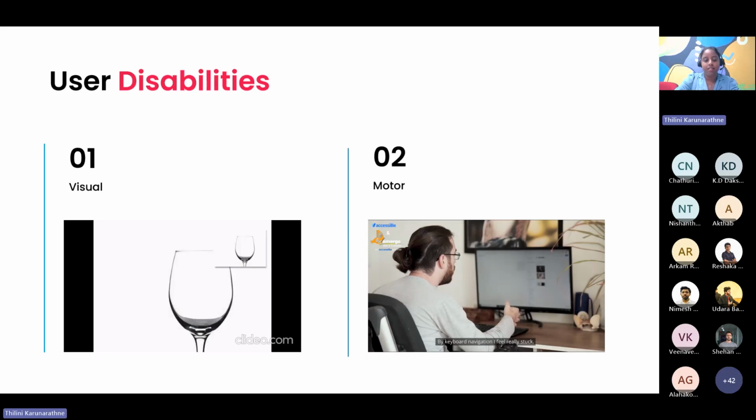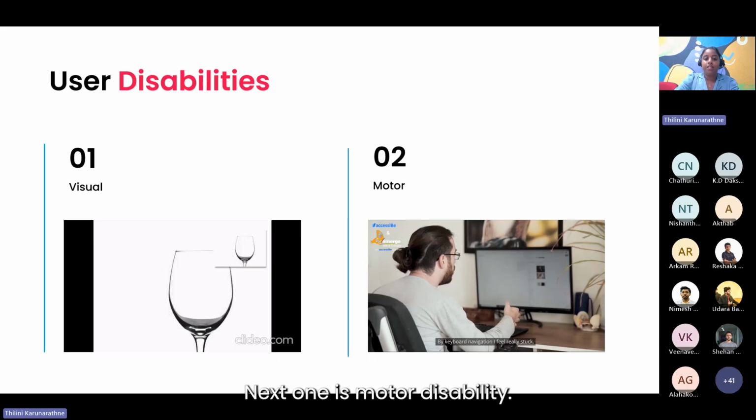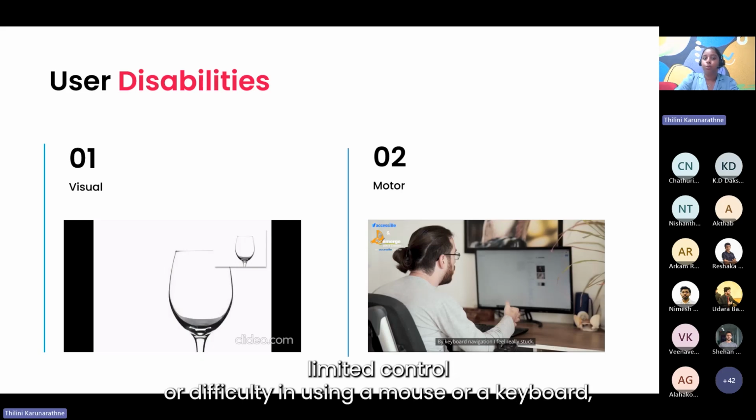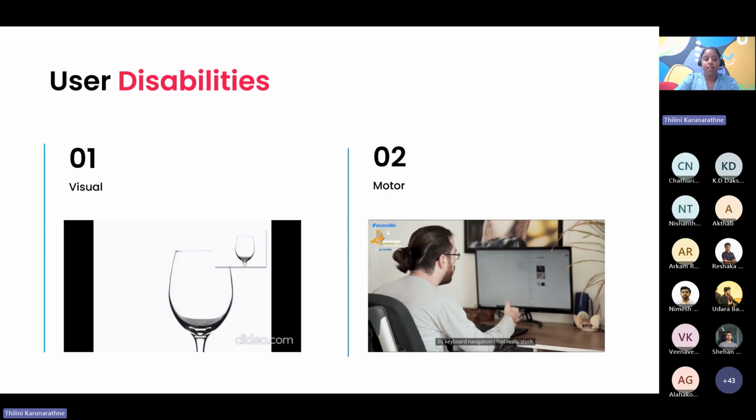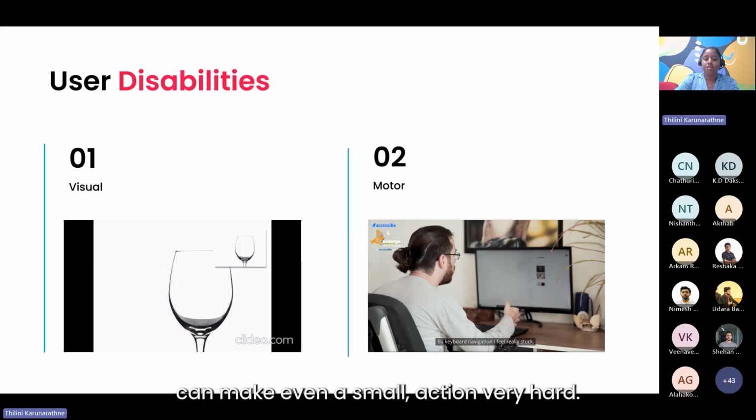Okay, now that we have seen how vision can affect digital access, let's move on to another important area: how people physically interact with devices. Next one is motor disability. These are challenges with movement, like shaking hands, limited control, or difficulty using a mouse or a keyboard. Conditions like Parkinson's disease or arthritis can make even a small action very hard.